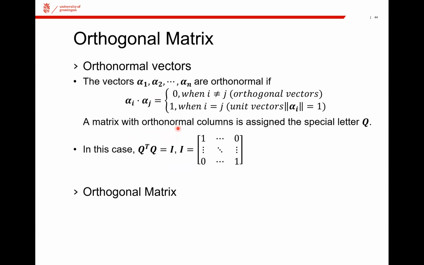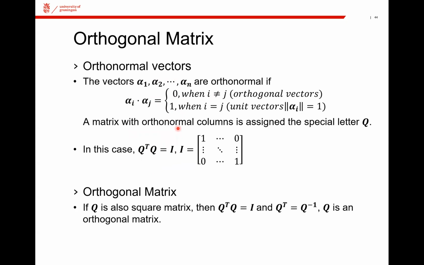And then the orthogonal matrix. If Q is also a square matrix, then not only does this equation hold, but we can also get this equation. So the transpose matrix of Q equals the inverse matrix of Q. And Q is an orthogonal matrix.